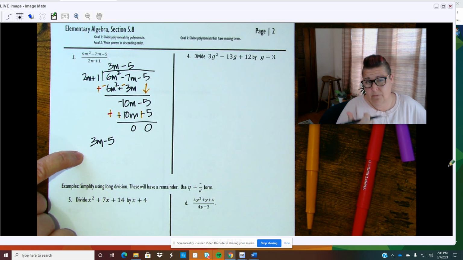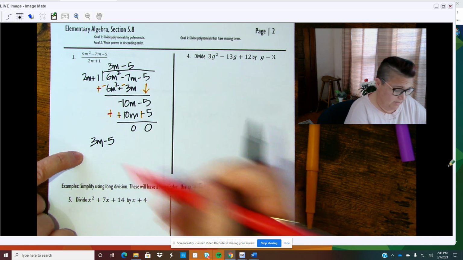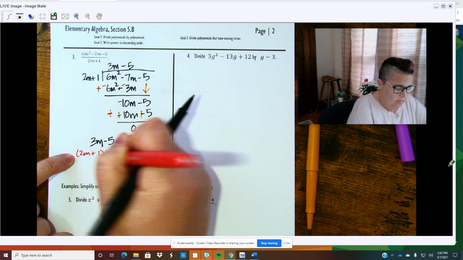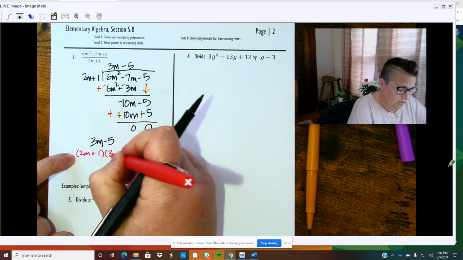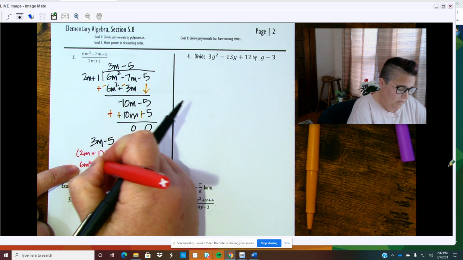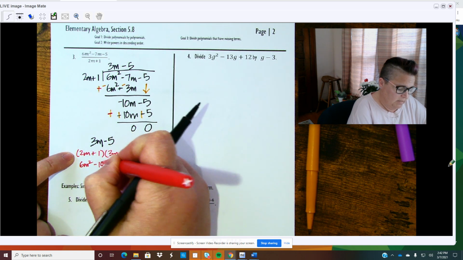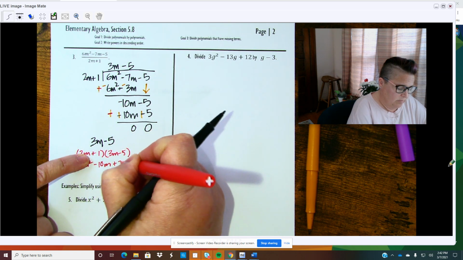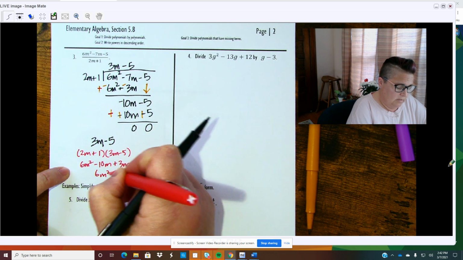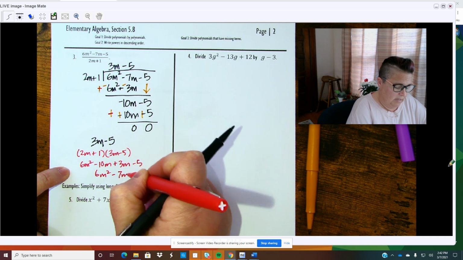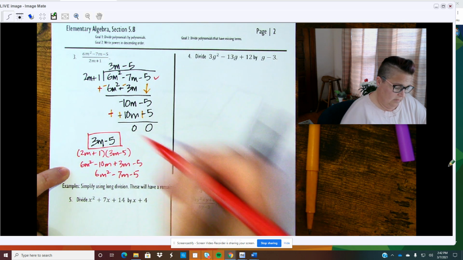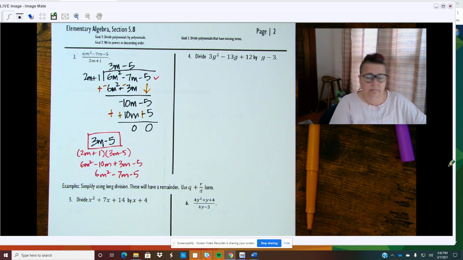This is one where I would probably check. I might not check on some of the other ones, but when I have coefficients like this, I do usually check. 3m minus 5. So that's a 6m squared. Outside would be a minus 10m. Inside would be a plus 3m. Last would be a minus 5. So 6m squared minus 7m minus 5. Okay, yep. So I know that one's right.